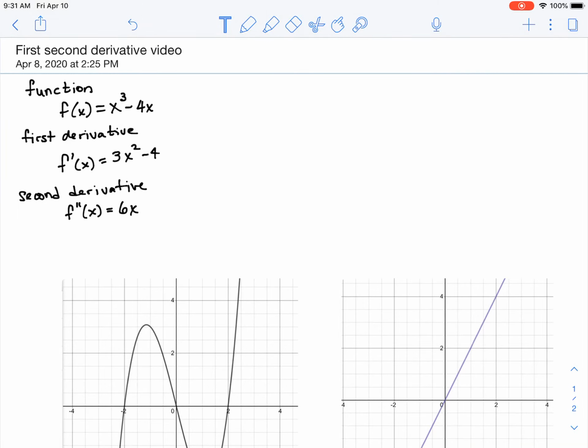Okay, so this is the first second derivative video. I'm redoing it because I didn't like the last one. So we're going to look at the function f of x equals x to the third minus 4x.